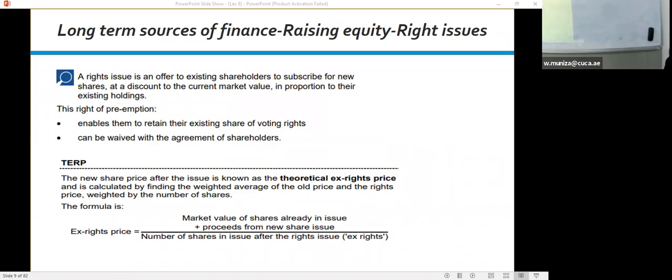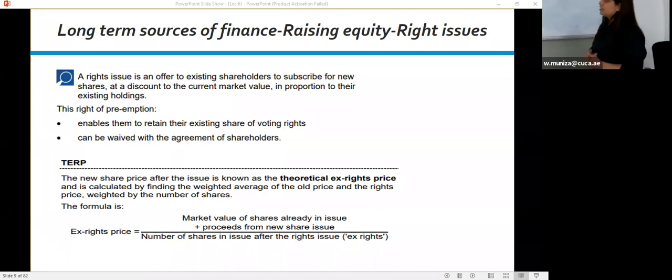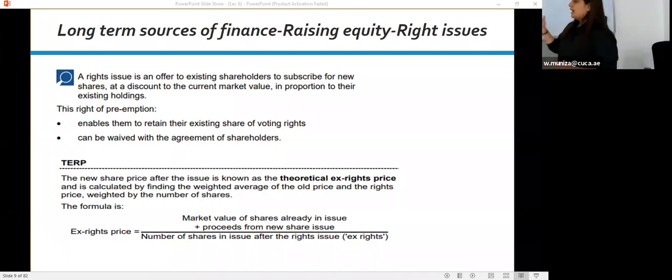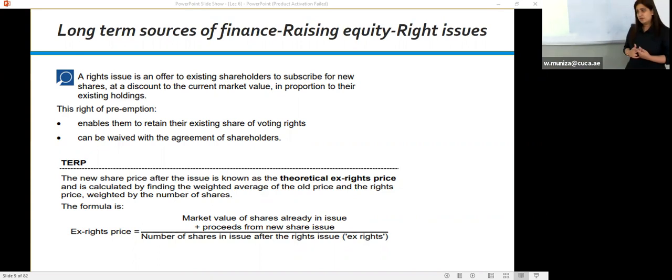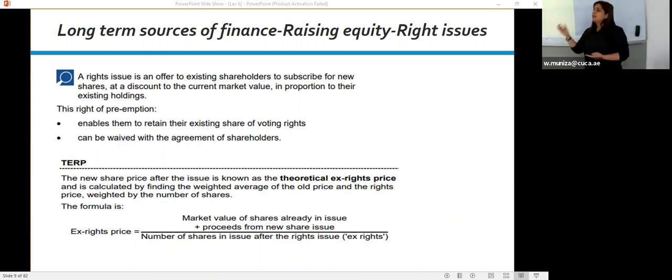Now, my dear students, we are going to have a look at the rights issues in a little bit of detail. So what are rights issues? It is a kind of issue in which the shares are issued to the existing shareholders at a price lesser than the market value in a predetermined ratio, in the ratio which is already being held by the shareholders. So a rights issue is an offer to existing shareholders to subscribe for new shares at a discount to the current market value in proportion to their existing holdings.